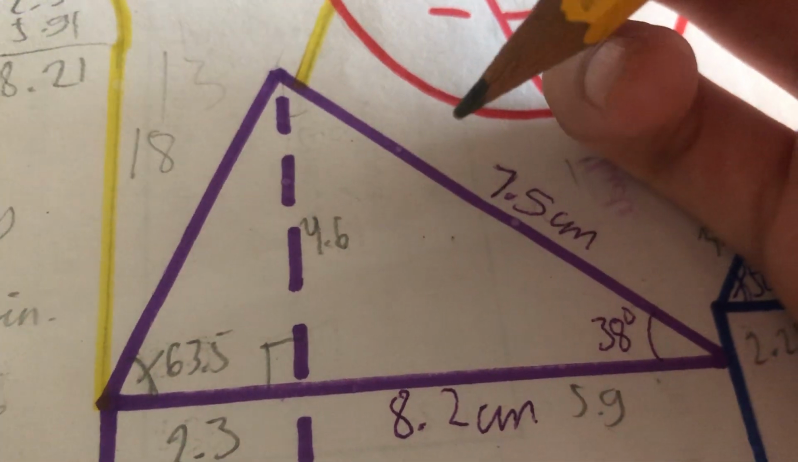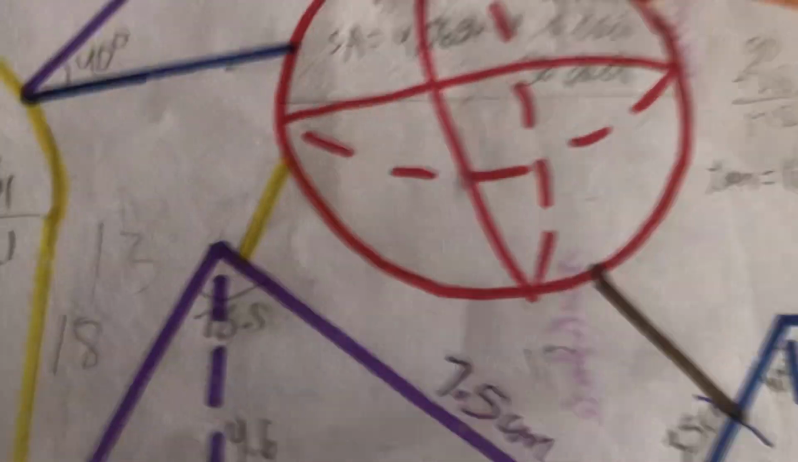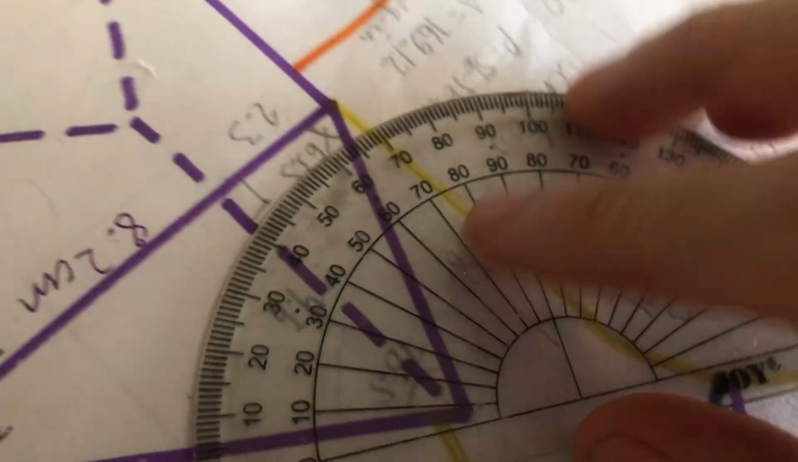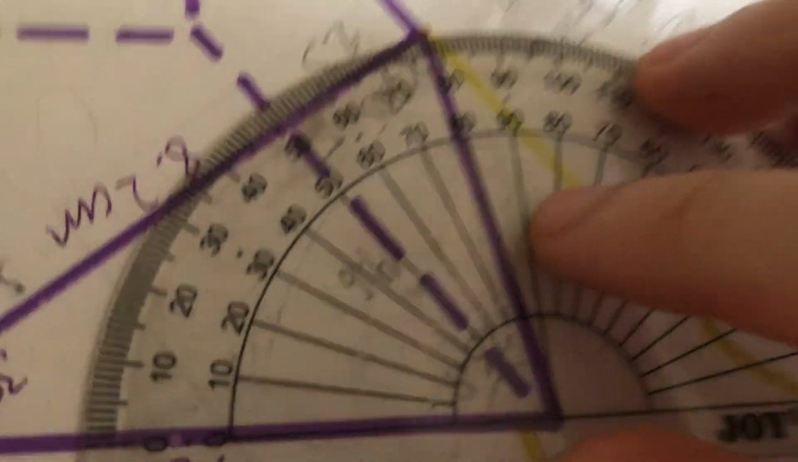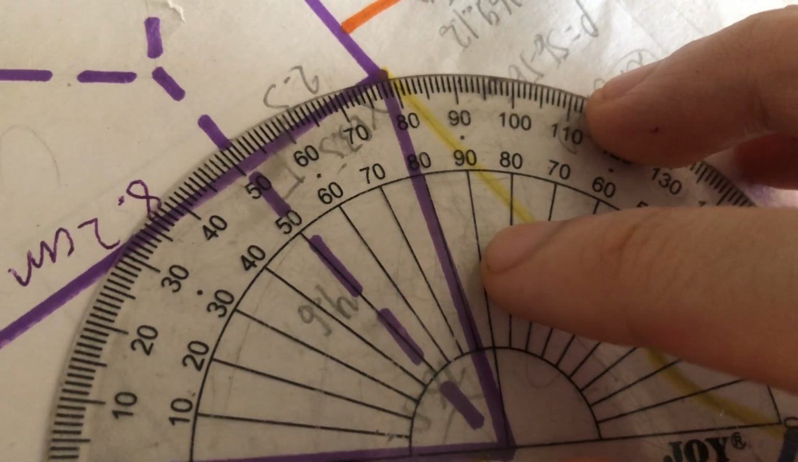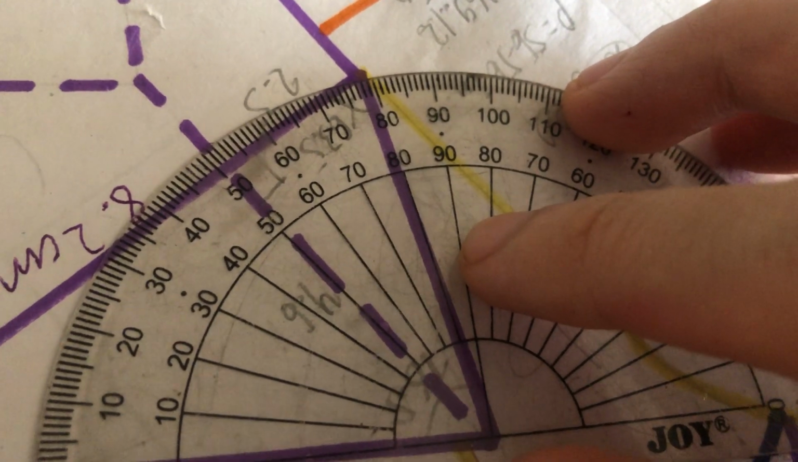38 plus 63.5, then subtract that from 180. So 38 plus 63.5 is 101.5, then 180 minus 101.5 is 78.5. So the remnant angle must measure 78.5. Right? It's in between the two lines.